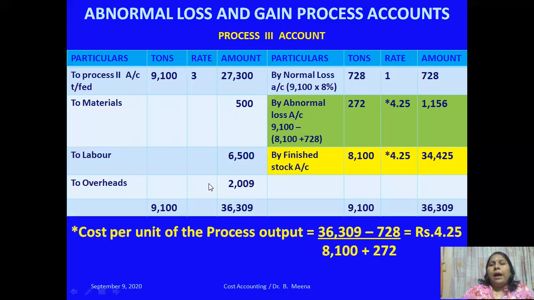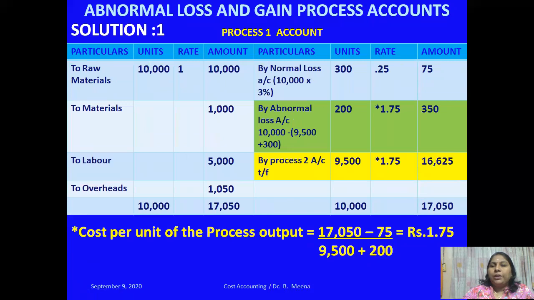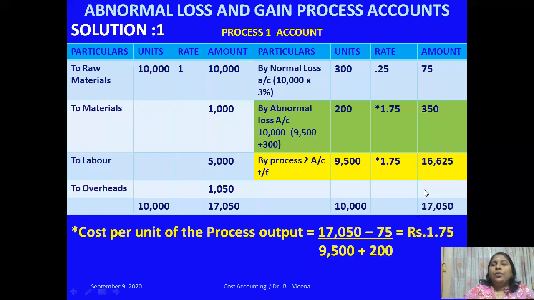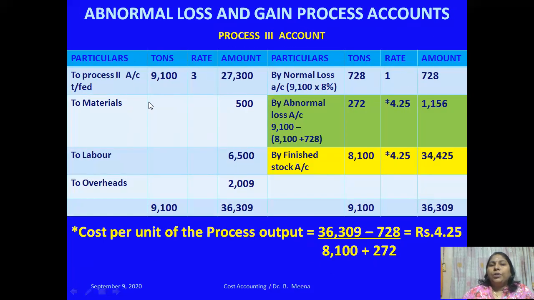Okay. Then I'll move on to the credit side, normal loss. What is the input I gave? 9,100. Out of that, 8%. So 8% is the normal loss percentage given in the problem. If you have doubt, please check that. What is the normal loss percentage? 8%, right? So that's what I posted over here. Out of 9,100, 8% is the wastage. So 728 tons is coming. The value of that scrap is given 1 rupee. So 728 into 1, 728 rupees, right?